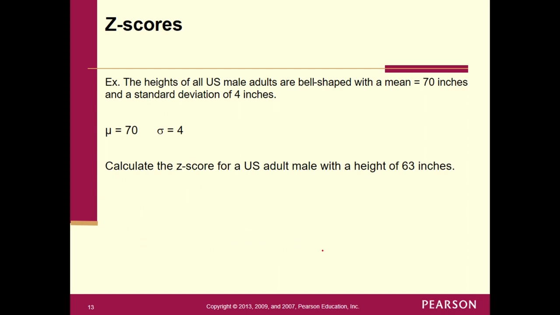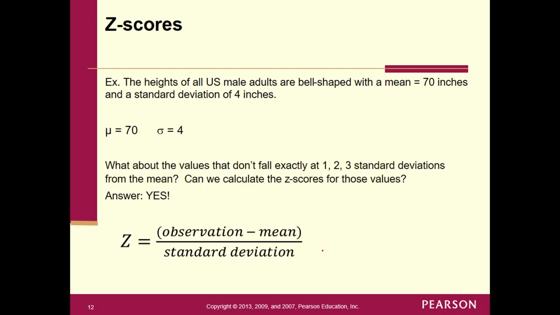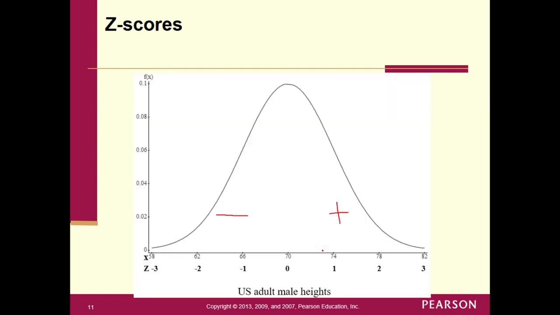So calculate the z-score for a U.S. adult male with a height of 63 inches. Now let's back up to here. 63 inches is right here. So what should his z-score be between? At least we should know that, right? His z-score should be somewhere between a -1 and a -2, and it should be closer to a -2. Hopefully you would agree with that. Okay, so let's take a look.